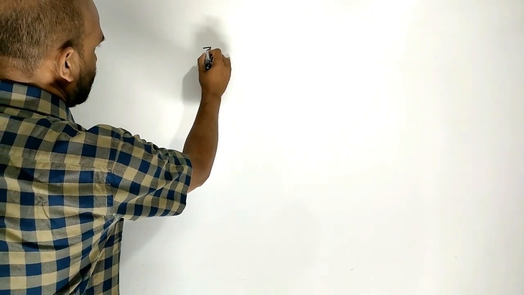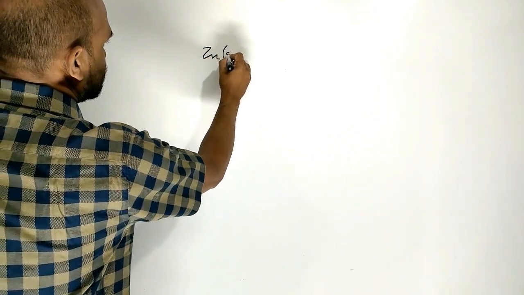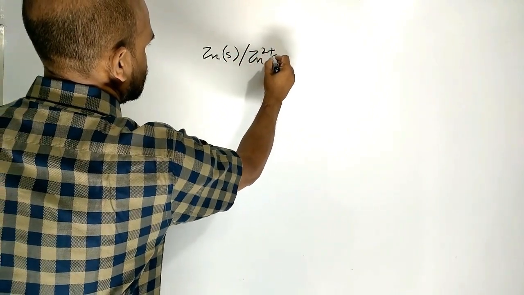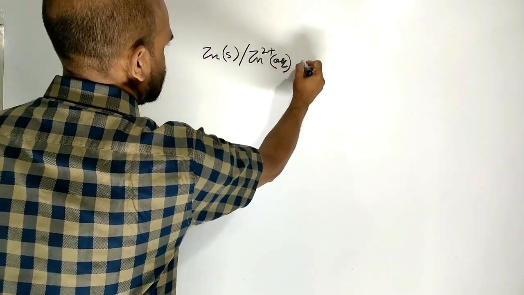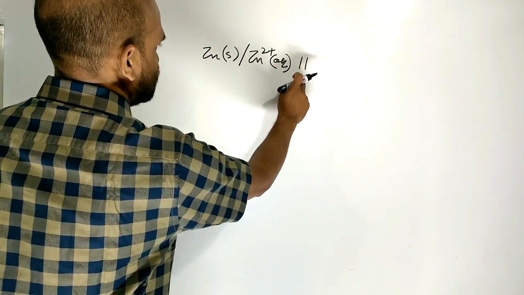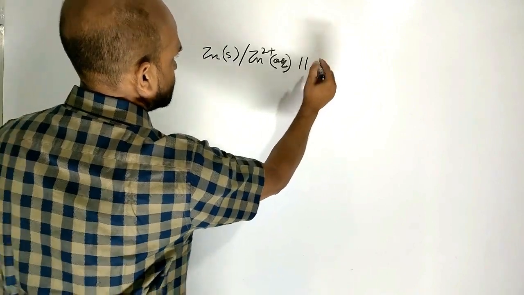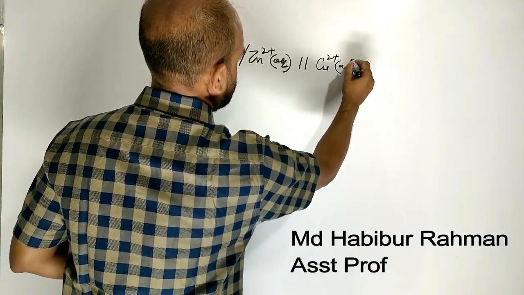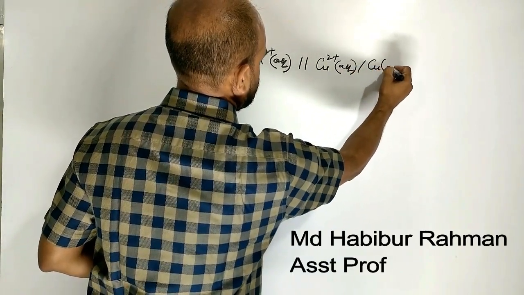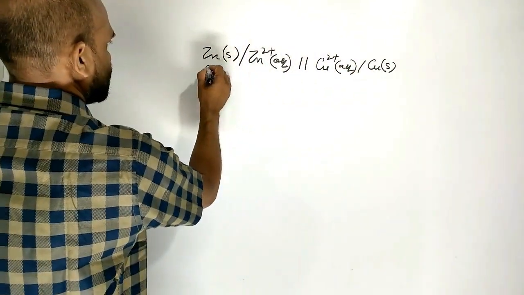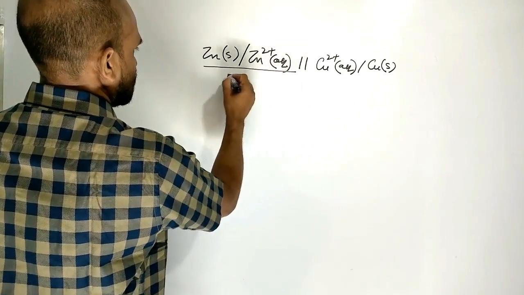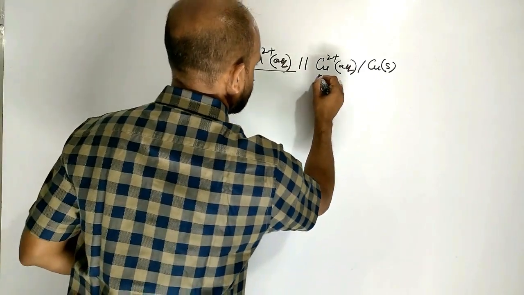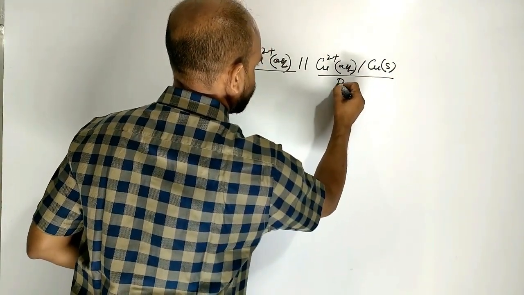Cell diagram of an electrochemical cell or galvanic cell. Two parallel lines indicate the salt bridge. This portion is the oxidation half cell and this is the reduction half cell.